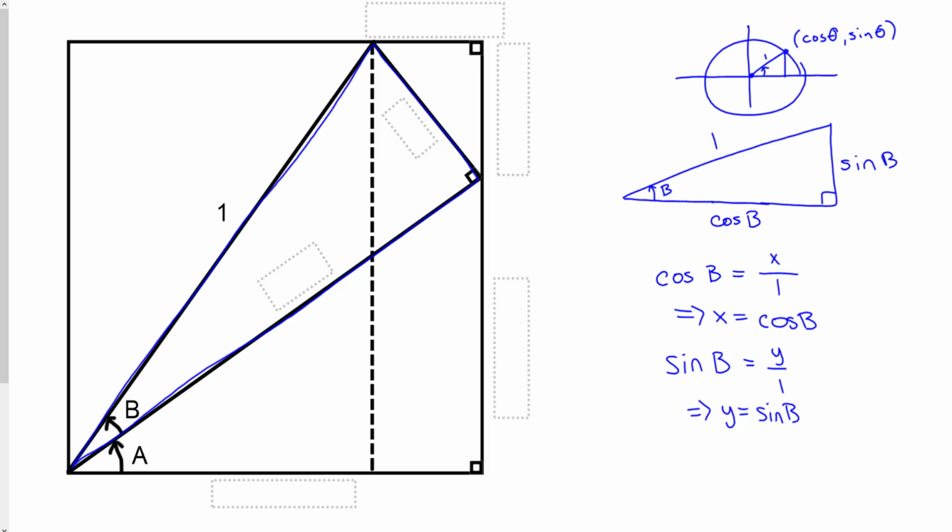Alright, so for this triangle here, and I'm going to erase the blue because I'm going to work with a different triangle in just a second, I know that the length of the bottom of it is cosine B, and this opposite side over here is sine B.